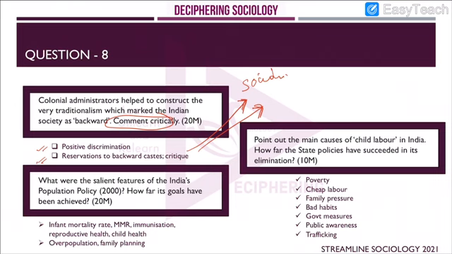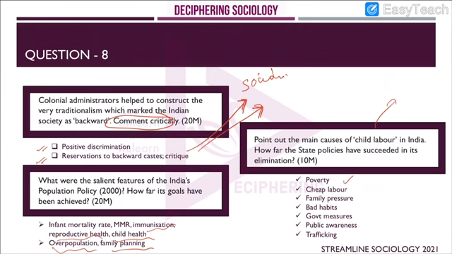The next question, salient features of India's population policy. A similar question has been asked previously, and in this question you would write about infant mortality rate, MMR, maternal mortality rate, immunization, reproductive health, child health, and how far have we gone in terms of overpopulation, family planning. All these would be included here.